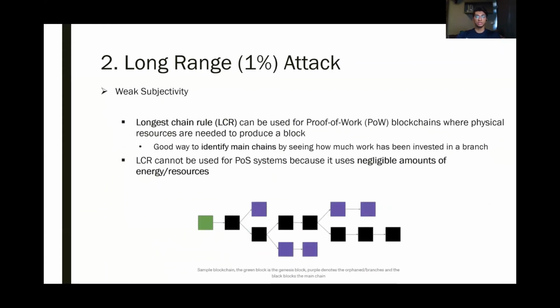In a POW consensus protocol, one could use the longest chain rule to distinguish which branch is the main chain. Since resources are required to add a block to the chain, it essentially identifies the main chain by seeing how much work has been invested in a branch. However, because of the negligible amount of resources needed for a POS consensus mechanism, the longest chain rule cannot be applied to POS systems.